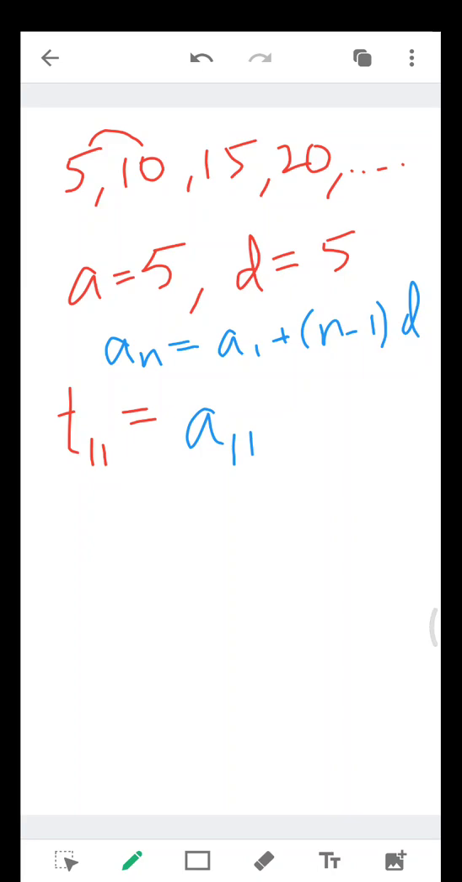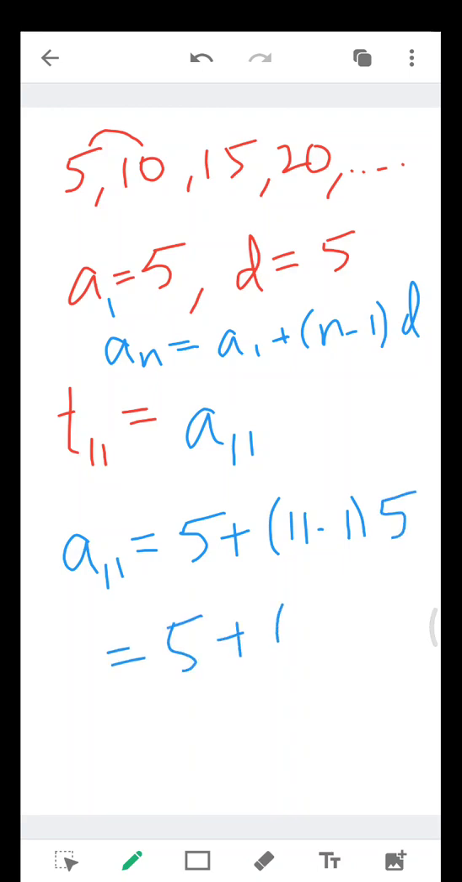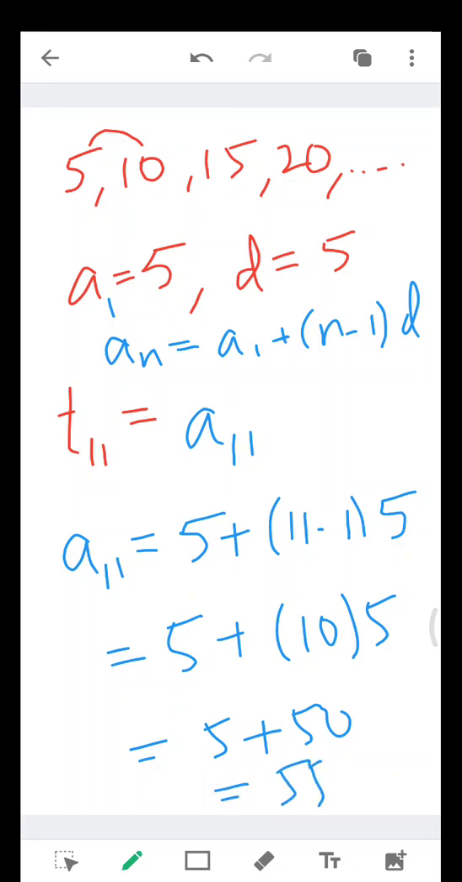Okay, so if I want to find A11 here, what is our n value in this? N is 11. What is A1? A1 is 5. Okay, A1 is 5 plus n is 11, 11 minus 1 into D. What is D? Common difference 5. So 5 plus 10 into 5. So 5 plus 50, that is 55. Okay, so 11th term of this will be 55. You can check, 11 fives are 55.